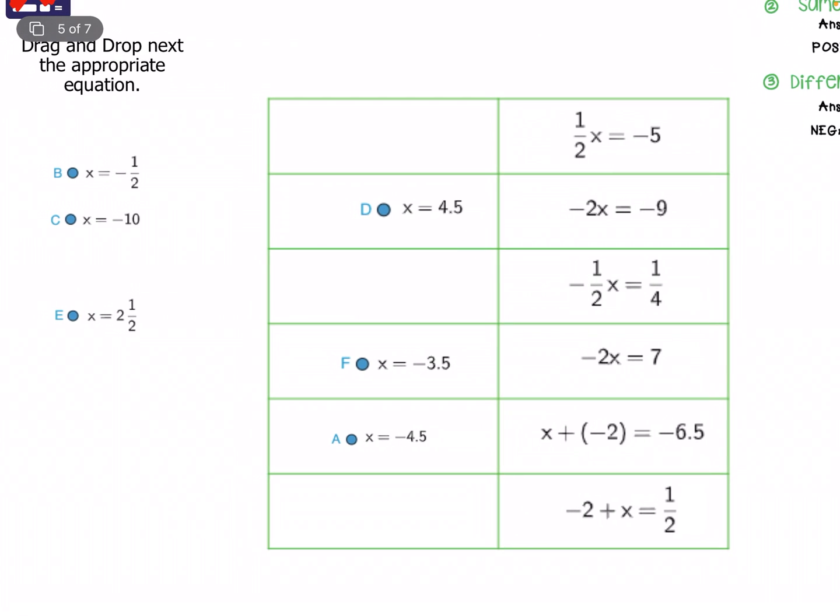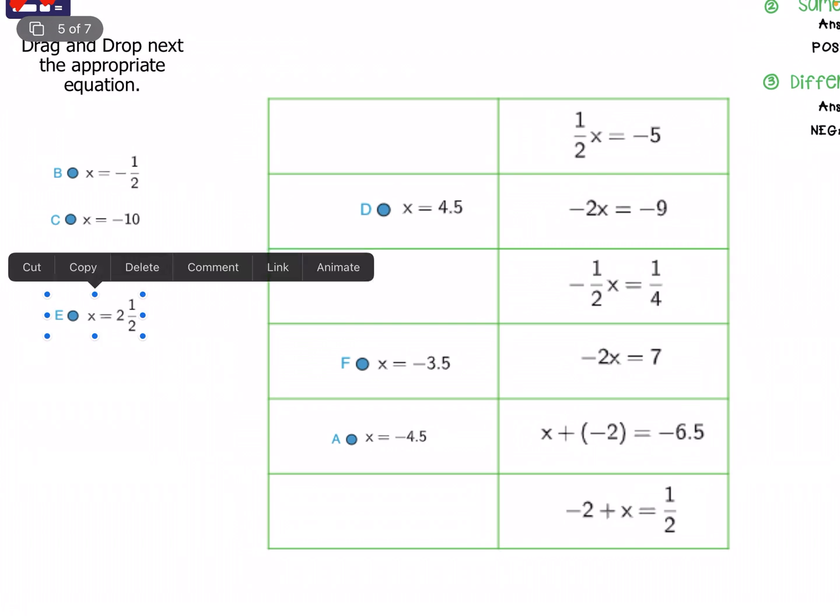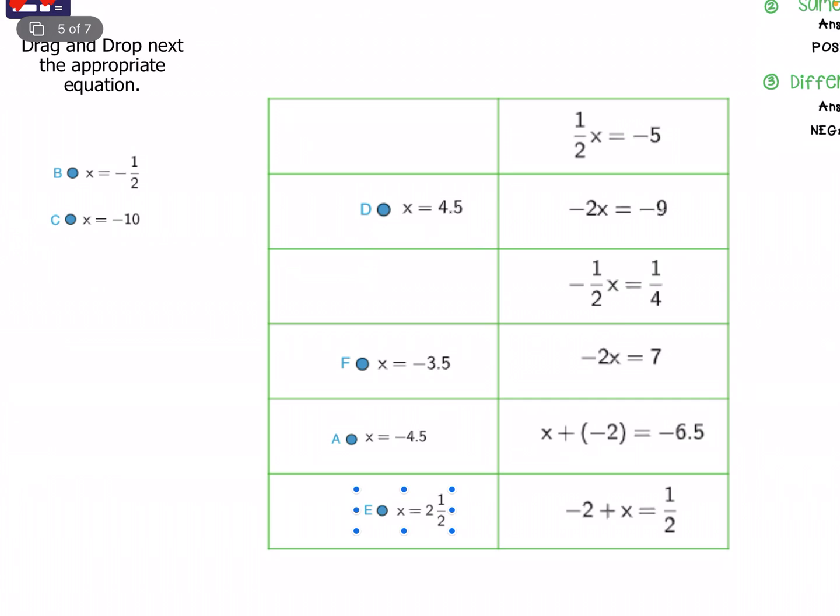Alrighty. So I have a -2, and I want to be left with a +1.5, or I want to be left with a +1/2. So I'm going to have to add 2.5 here, a +2.5 here, to be left with that +1/2. So you're kind of using your mental math.